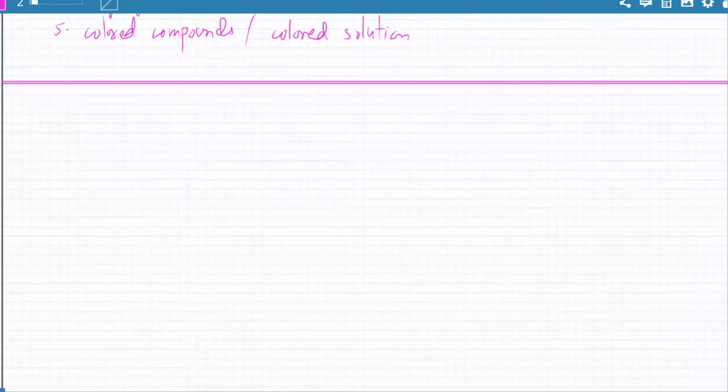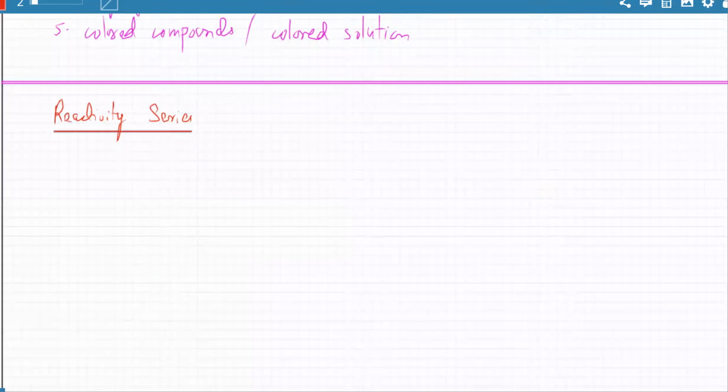Yes, sir. Okay, now you're going to study the reactivity series, which is that some of the metals are unreactive, some of the metals are very reactive. I'm just going to quickly write down the reactivities. The first metals are the group 1 metals. They're extremely reactive. You can include some of them, K, Na.